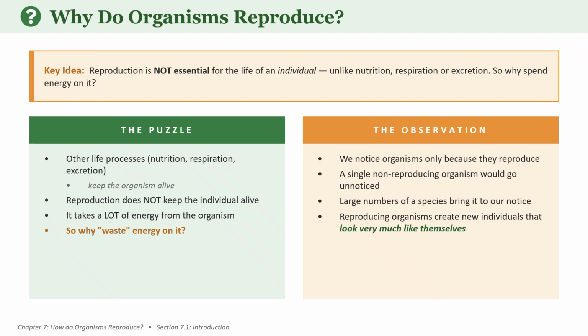So we have some essential life processes. What are these essential life processes? See, these processes are very necessary for the survival of an individual. What are those? Those are nutrition, respiration, transportation, and excretion. So without these processes, an organism dies, right? So why spend energy on reproduction?